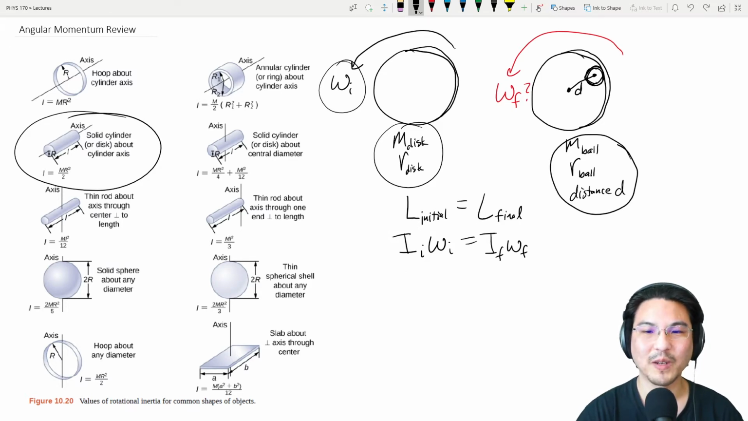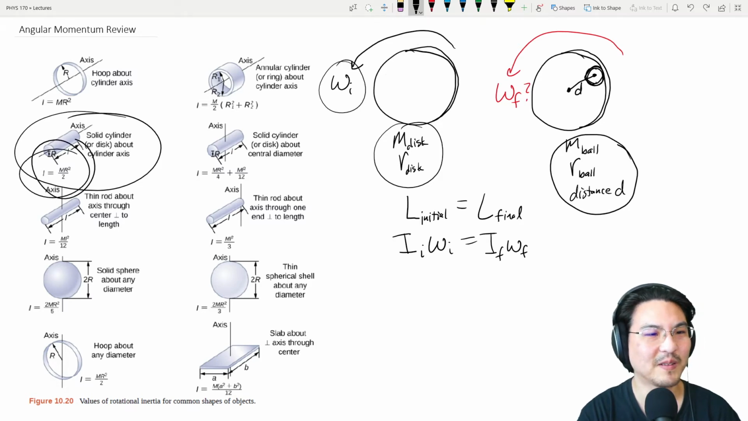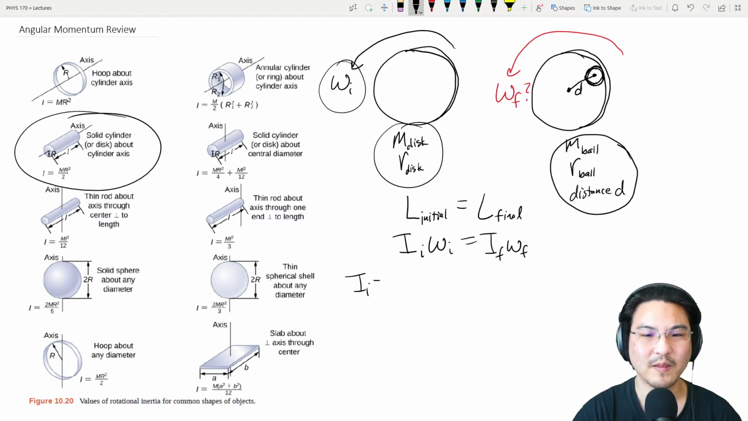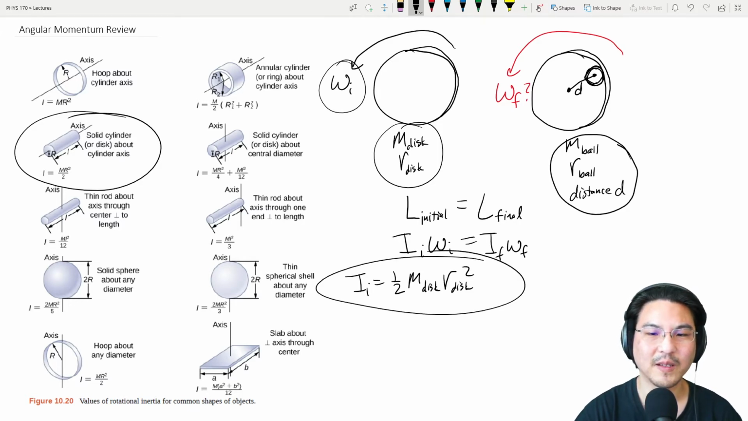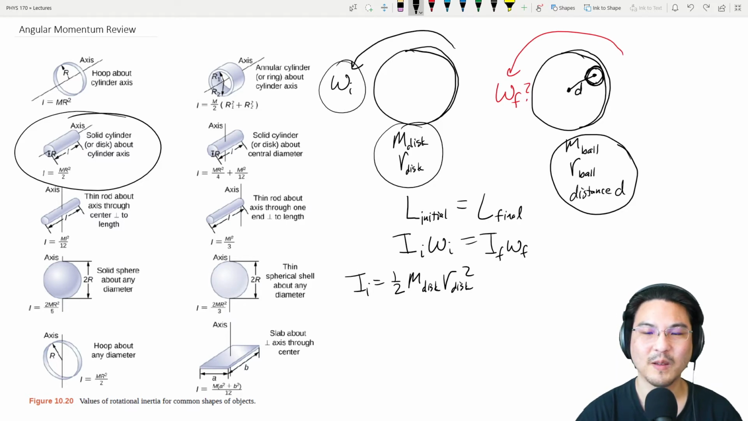Okay, so what is the moment of inertia of the pottery wheel? It's just right here. 1/2 m for the disk, r for the disk squared. Okay, done. What is the moment of inertia over here afterwards with the ball of clay sitting on it?